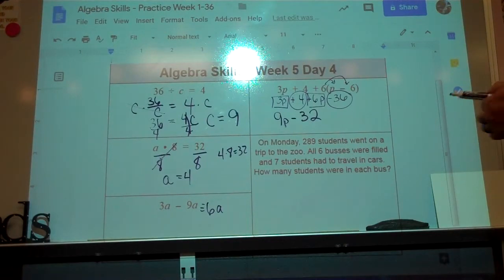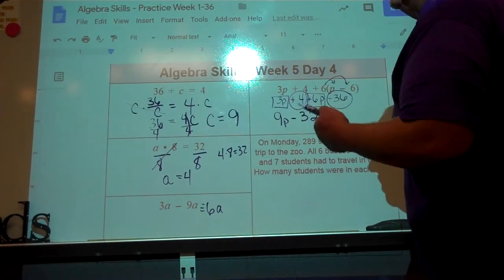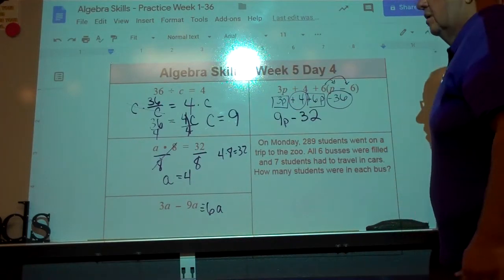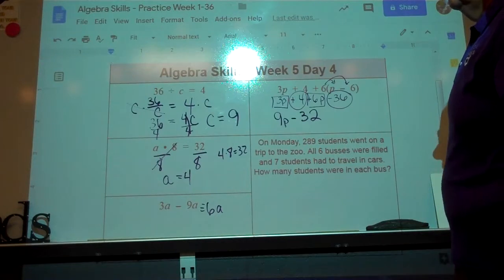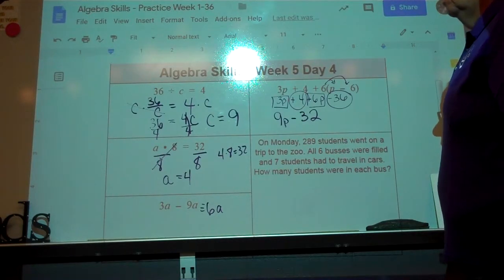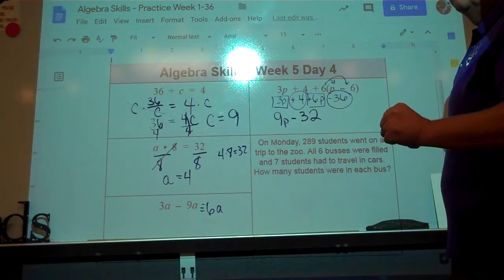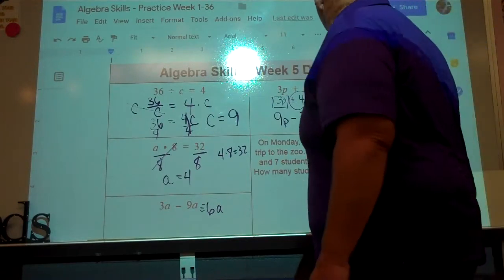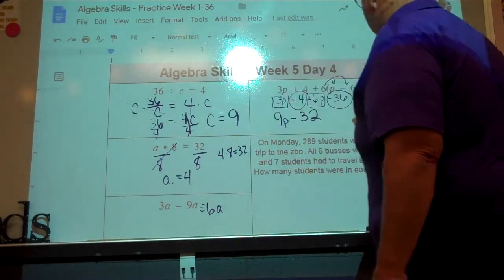So let's set up our math equation. What's it going to look like? What do we need to do first? Aaron? Get that amount of students that are on buses, so it'll be 7 plus 6b equals 289. So you're going to write it, repeat that to me again. So if we do that, you'll be subtracting 7 from 289.